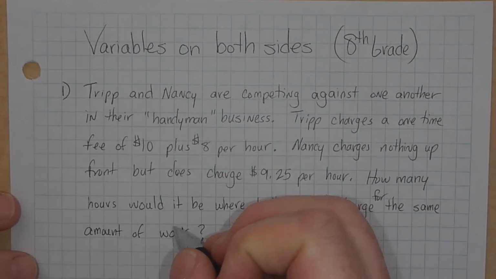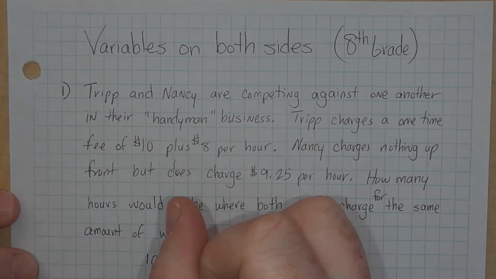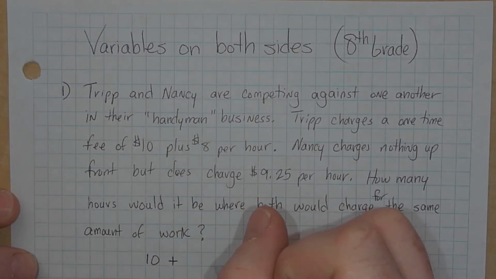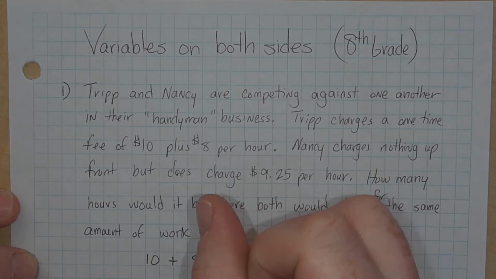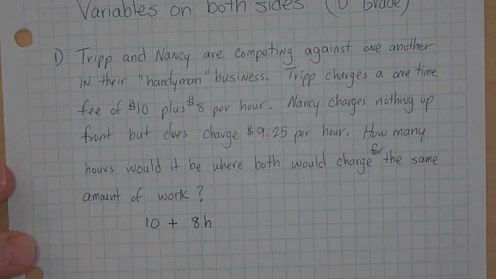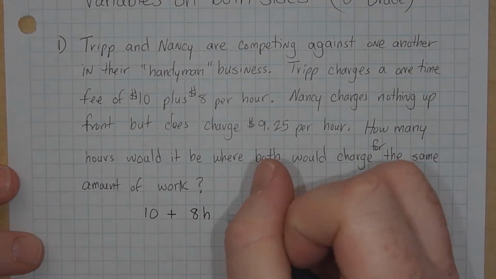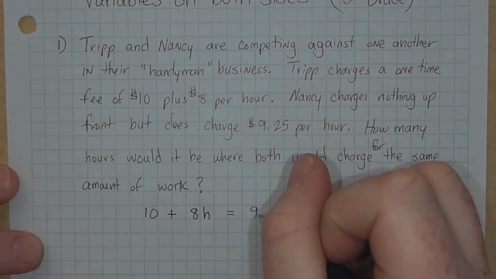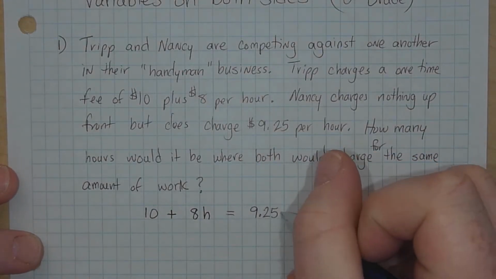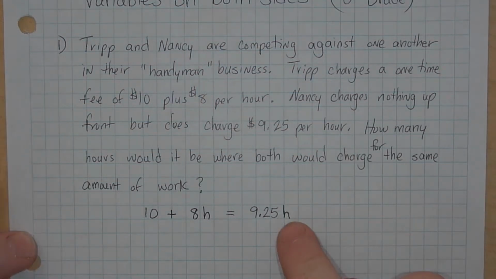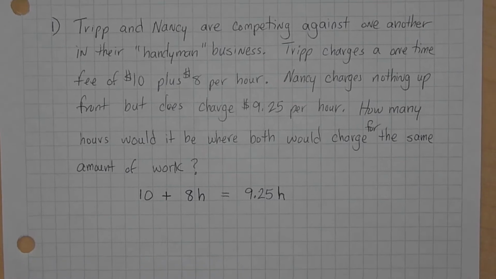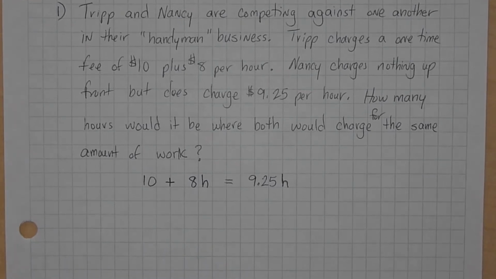So $10 plus $8 per hour. Now for $8 per hour, you can do 8 times H. H could represent hours. And then for Nancy, it's going to be $9.25 times H, because H represents hours. Multiply that by how many hours she's going to work.